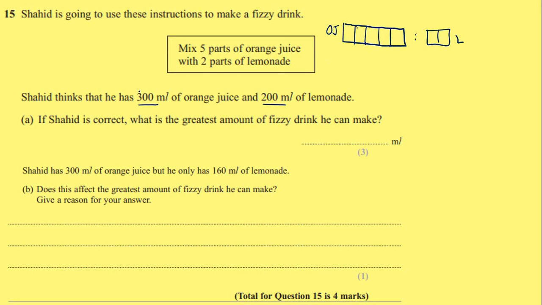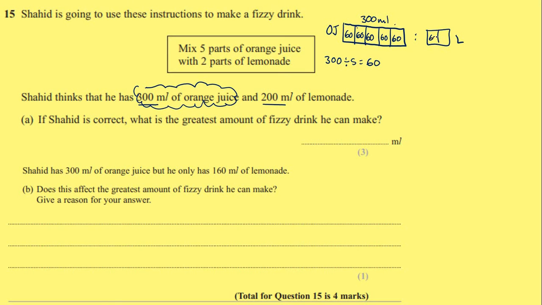So first we're going to consider what happens if he's got 300 ml of orange juice. Okay, so we've got 300 ml of orange juice. Well, if this is 300 ml here, then this would be 1, 2, 3, 4, 5, 300 broken into 5 chunks, which is 60s. So those are 60s.